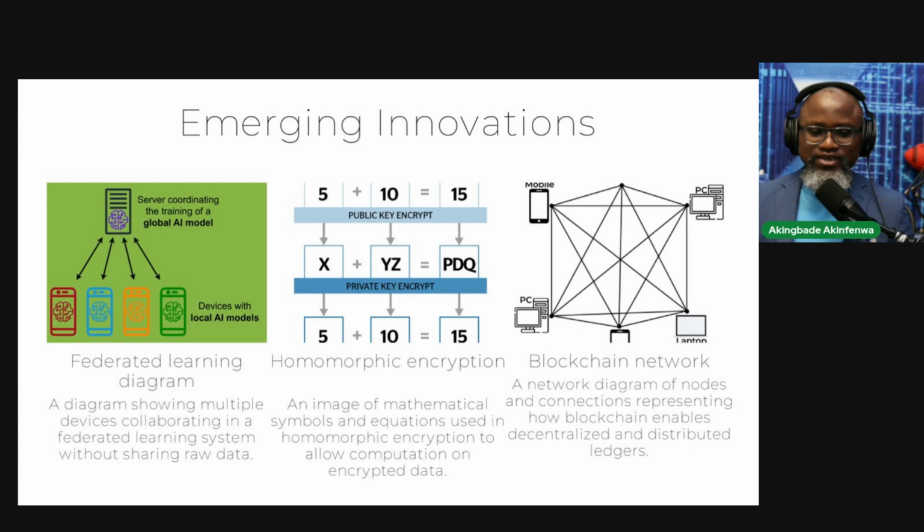Then some emerging innovation, we can agree there is a lot of innovation going on right now. It's really amazing to keep up because there's constantly something going on all the time. So, some general things: federated learning diagram in general. This shows us multiple devices collaborating in a federated learning system without necessarily sharing the raw data. We have homomorphic encryption also, which really allows computation on encrypted data in general. Then we have blockchain technology also that can be adopted in general. And it enables decentralized and distributed ledgers in general also. So these are some innovations out there that people are exploring and using as safeguards and best practices to keep evolving. And of course, there are so many other new innovations out there.